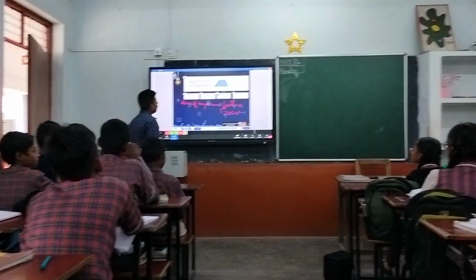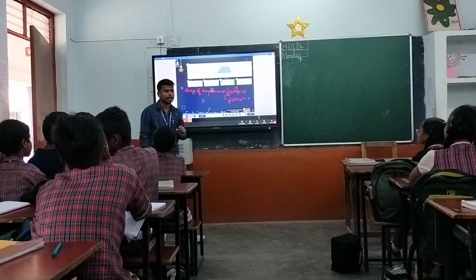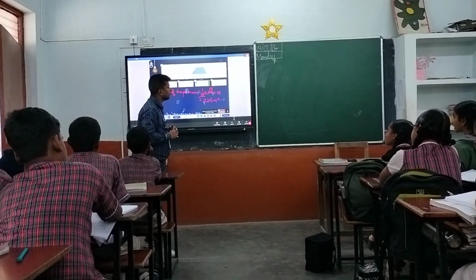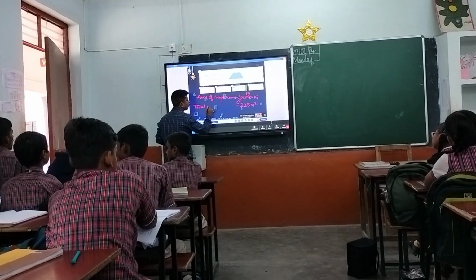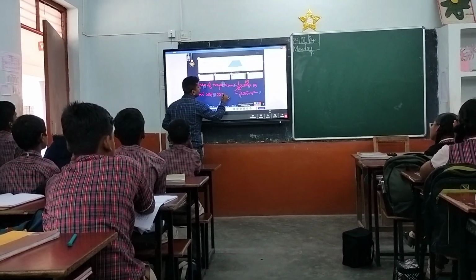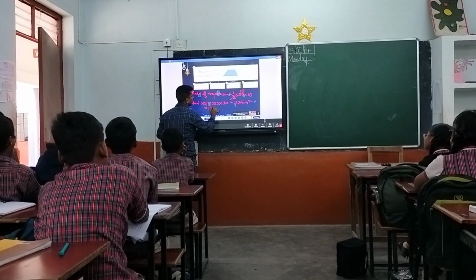Now the cost of painting is 30 rupees per meter square. For 1 meter square, the cost is rupees 30. So the total cost will be how much? Total cost will be 225 into 30.